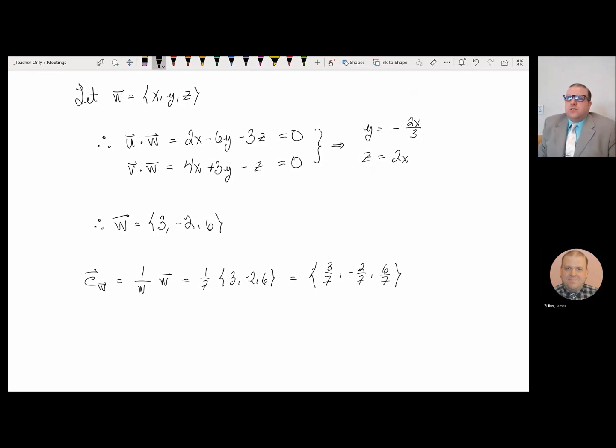So there's one such vector: 3/7, -2/7, 6/7. The other possible vector would be -3/7, 2/7, -6/7. They would both be acceptable answers. But those are the only two unit vectors. No matter what you let x be, when you find a unit vector in the direction of that chosen w, and you fully simplify it, this is the form you will get: 3/7, -2/7, and 6/7.